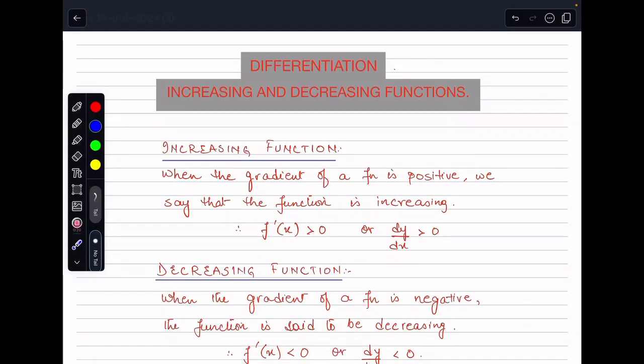And the lesson that we are going to do today is differentiation. And in differentiation, we will be doing increasing and decreasing functions today.